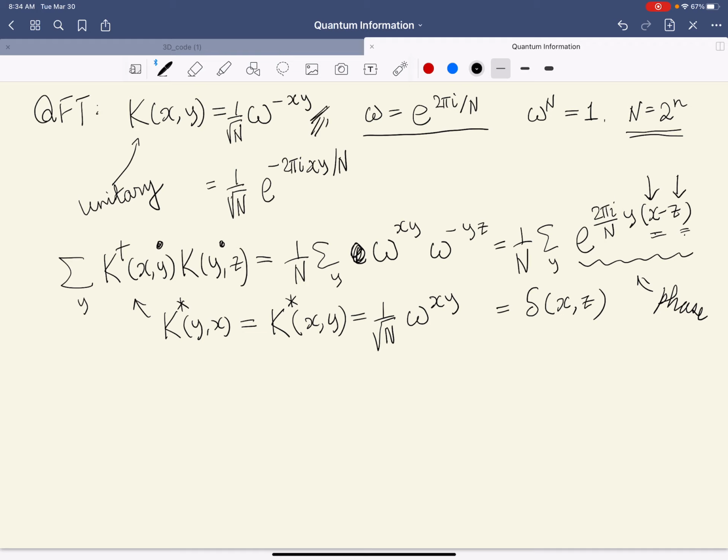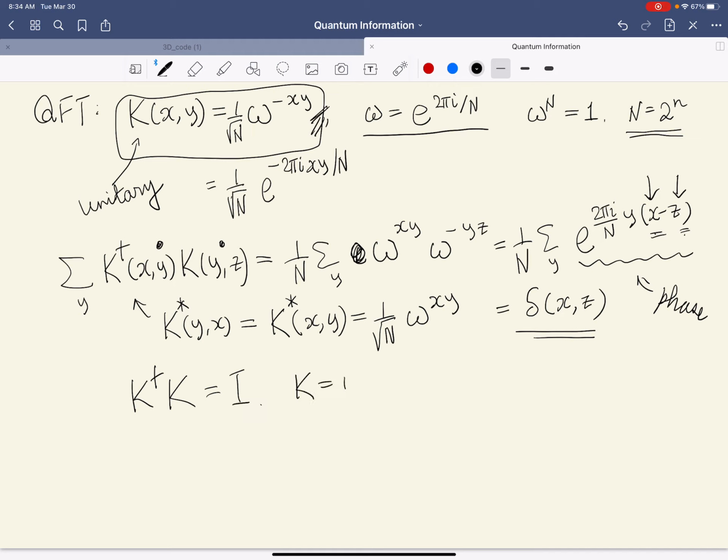Okay, so this is the desired result. So the bottom line is that if I choose the elements of my unitary matrix in this way, then indeed the product of the K dagger with K becomes the identity. So therefore K is a unitary matrix.